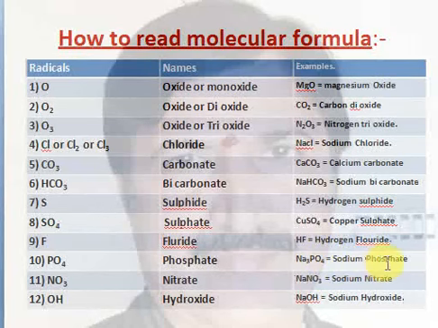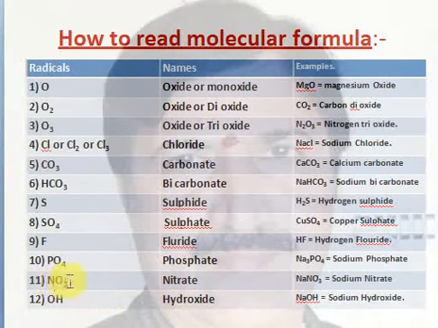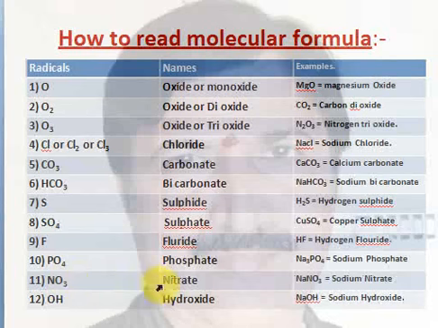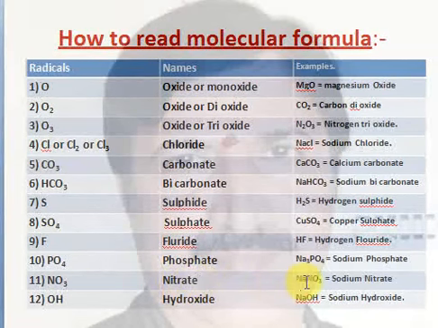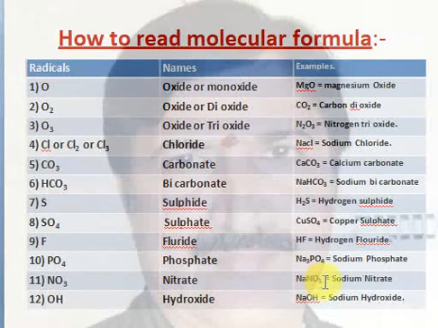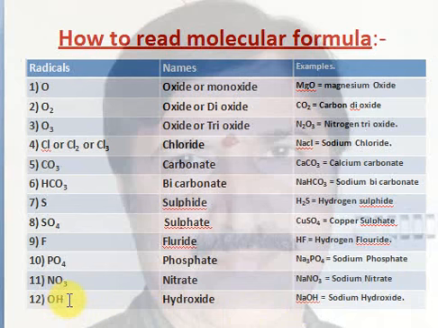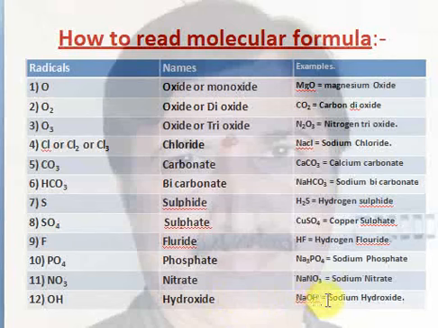Na3PO4, sodium phosphate. If the formula ends with PO4, you have to read it as phosphate. If the molecular formula ends with NO3, then you have to read it as nitrate. NaNO3, sodium nitrate. Then if the molecular formula ends with OH, then you have to read it as hydroxide, sodium hydroxide.